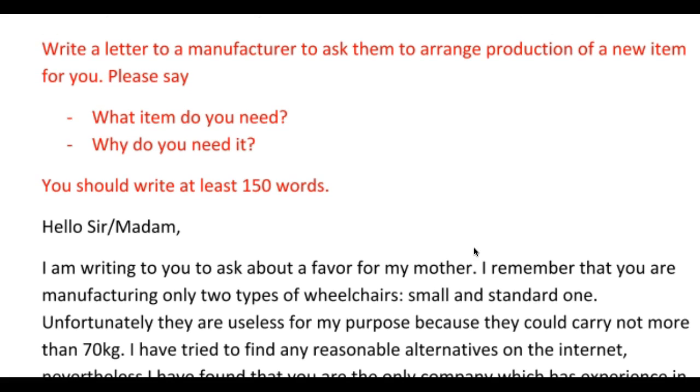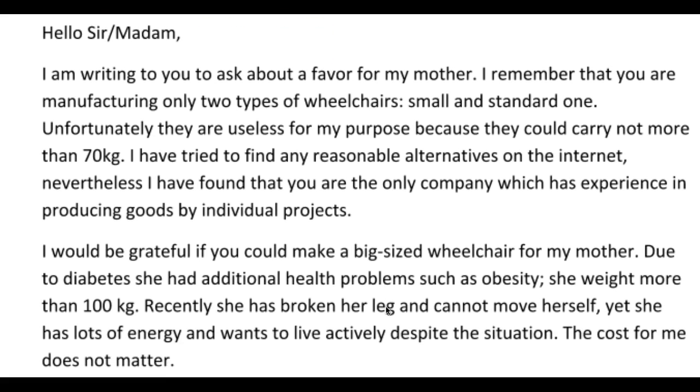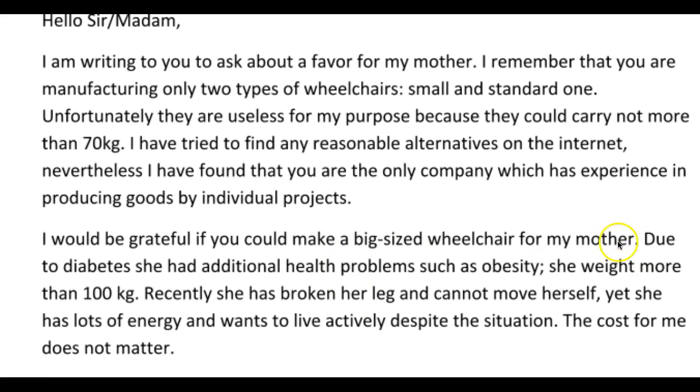Okay, now I understand how you've interpreted it. It's just the way I wouldn't have interpreted it, but I think because it's crystal clear, and you've explained it well, I think you would probably be able to get away with this. I would be grateful if you could make a big-sized wheelchair for my mother. Okay, I wanted to say this in the last one. Words like big and small, good and bad, be and do, are rather basic and generic. We need to say, be more specific. Make a large-sized or an XL-sized wheelchair for my mother.